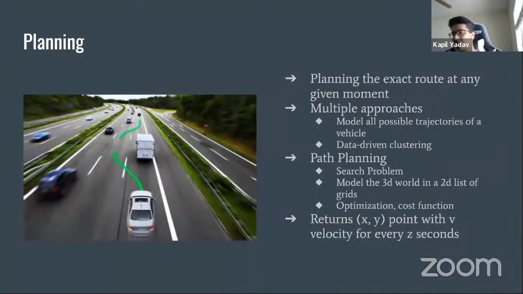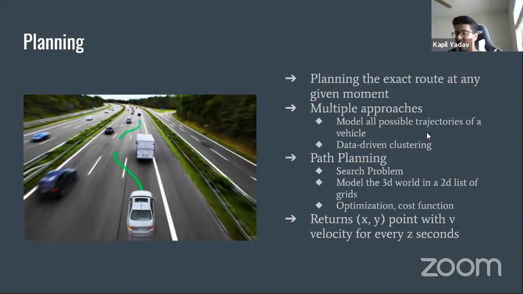Now, the perception module all it did was pass in: there's a car over there, there's free space over there, there's a red light in front of you, there's some free space to the left. Planning is actually going to take all that input and develop a plan for the car to follow. It's going to plan the exact route the car needs to take at any given moment. There are multiple different approaches to this.